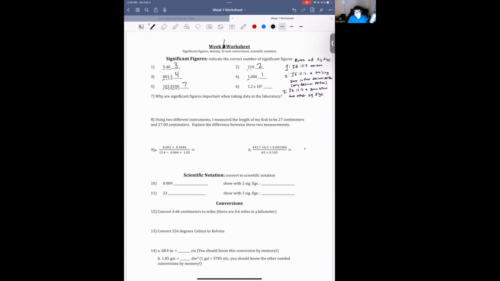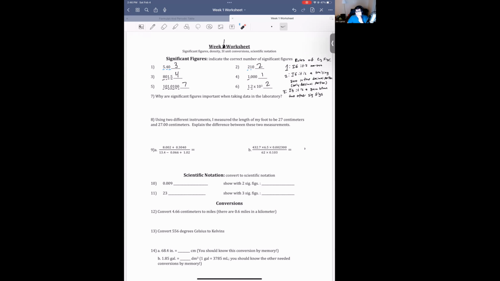So that is 7. This last one, 1.2. We have 2 sig figs. We don't look at this times 10 to the third. That just tells us the magnitude of the number, but does not tell us the sig figs for the number. Okay. All right, so 7.